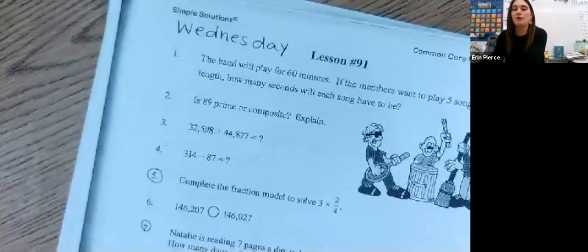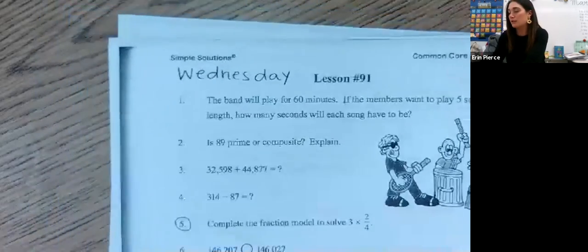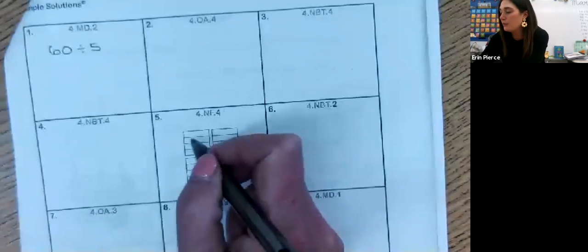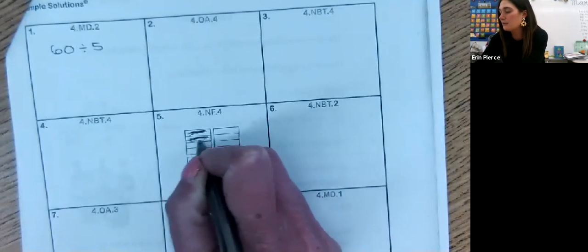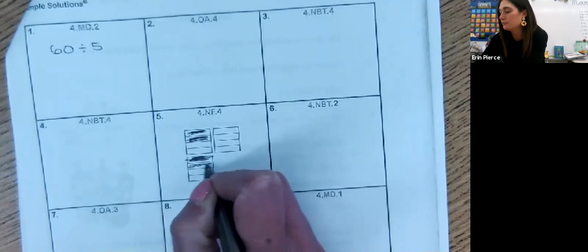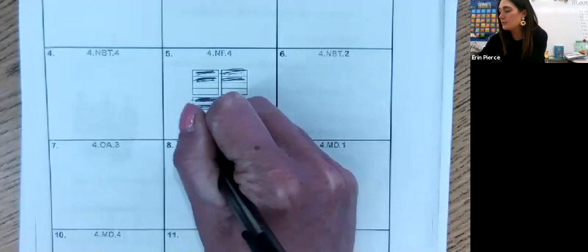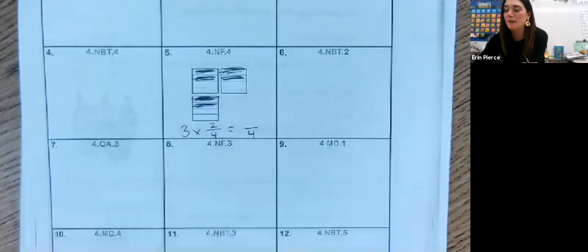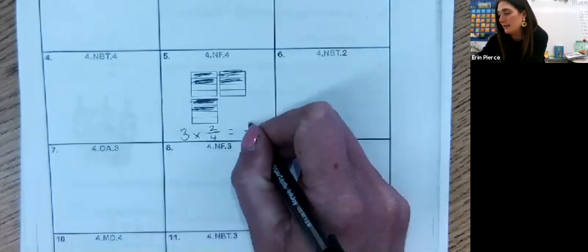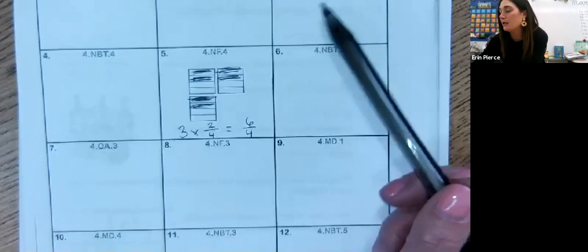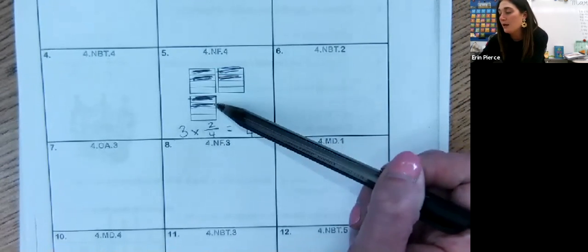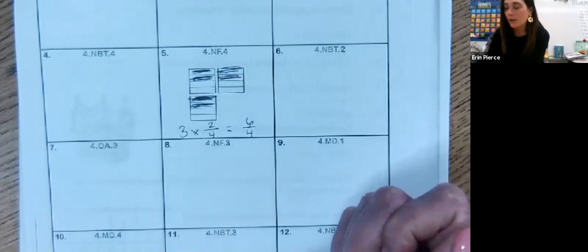Complete the fraction model to solve 3 times 2 fourths. That's on number 5. So we're going to fill in 2 fourths on each of these fraction models, and then write the number sentence that says 3 times 2 fourths. Well, I'm going to keep 4 on the bottom, and I'm really just multiplying 3 times 2. 3 times 2 is 6. I can also just figure this out by counting my shaded parts, okay?